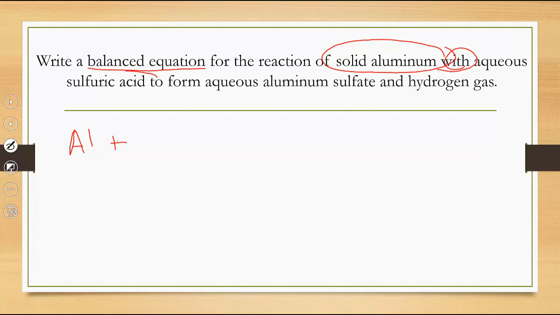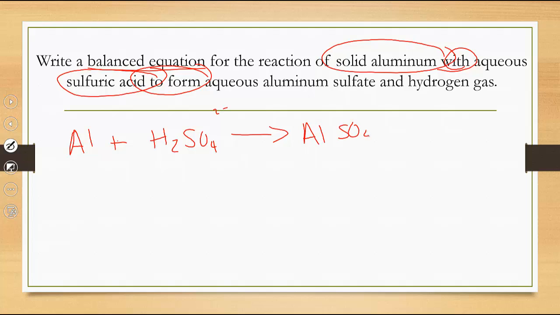Sulfuric comes from sulfate. So that's sulfate, which is SO4. It has a -2 charge, so that means I need hydrogen here, and I need 2 of them. To form, that's my arrow. Aqueous aluminum, and sulfate.